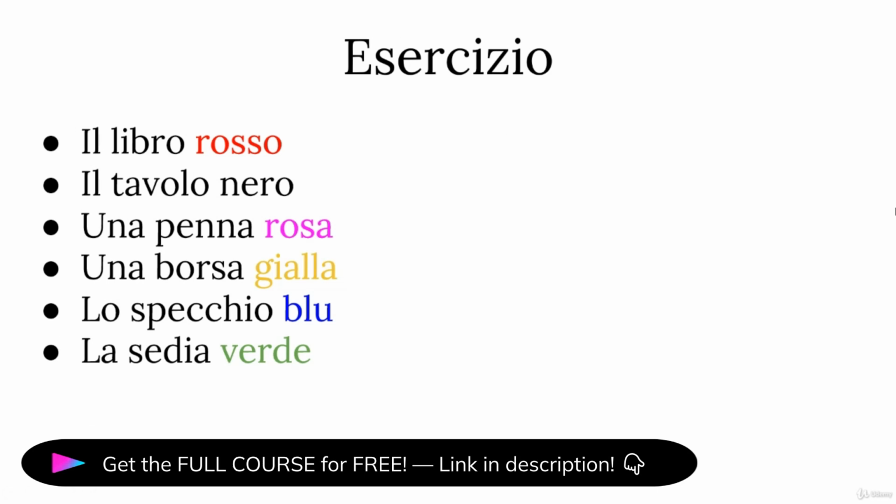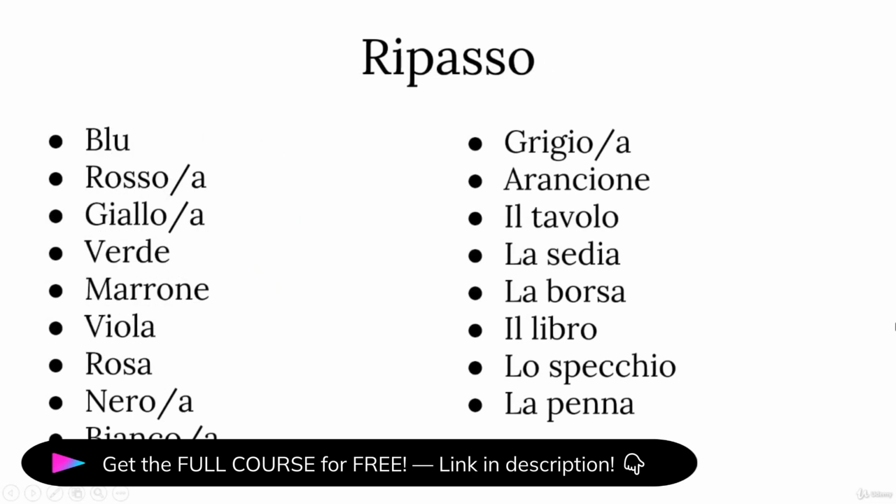Okay, is it clear? As usual, before ending our lesson, let's review all the vocabulary we have seen in this lesson. So, please write the words right after me. Blu, rosso rossa, giallo gialla, verde, marrone, viola, rosa, nero nera, bianco bianca, grigio grigia, arancione. And this is everything for the colors.